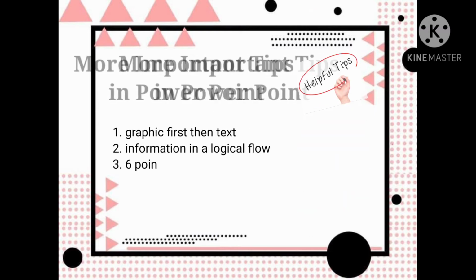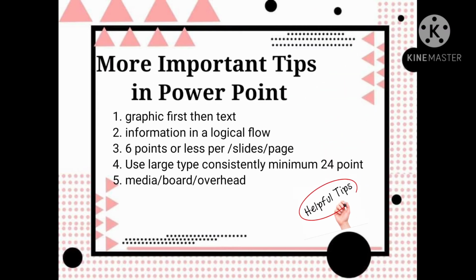So here are the more important PowerPoint tips. First, humans see graphics first, then text. 2. Keep information in a logical flow. 3. Six points or less per slide or page. And then 4. Use large type consistently, minimum 24 point. And lastly, employ other media, board, overheads if possible.